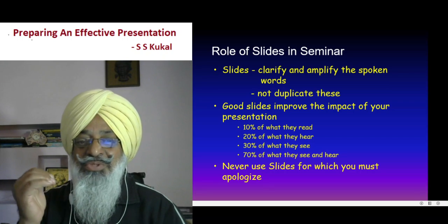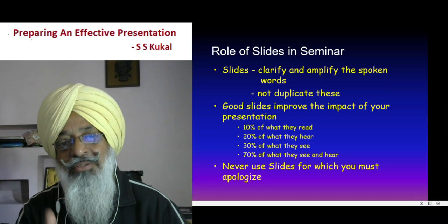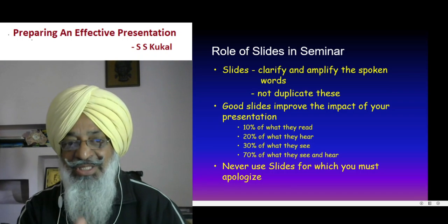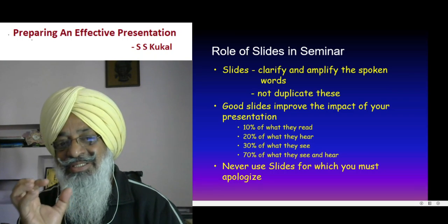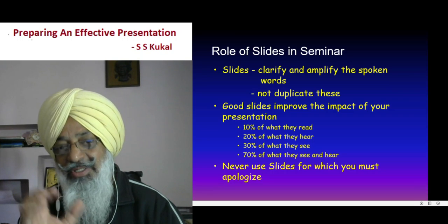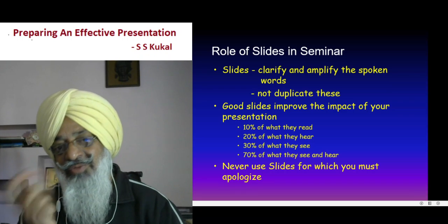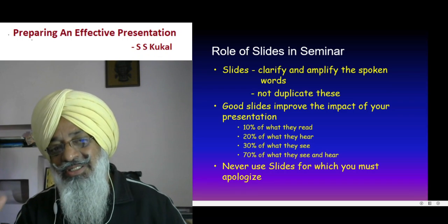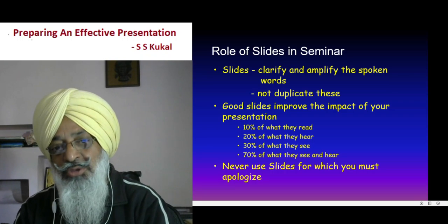70% of what you see and hear. So that's why, when you're listening to the speaker and seeing the slide, people can understand 70% of the contents. That's why it is important that whatever you speak and whatever the slides say should be sort of amplification and not repetition.